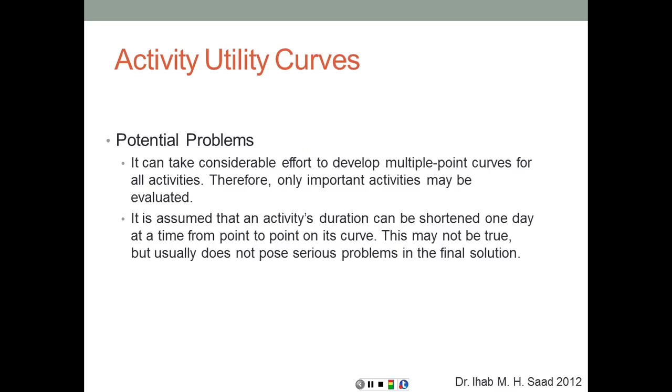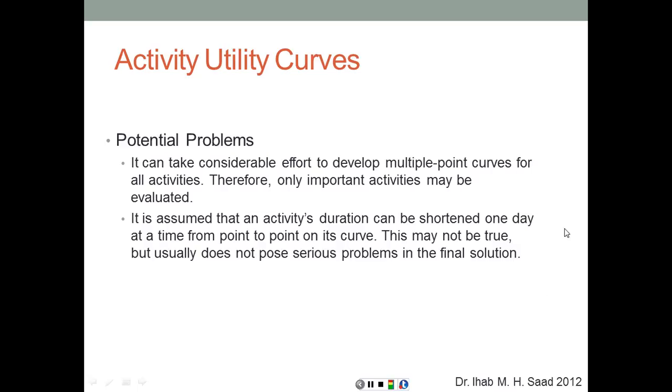Some potential problems: it can take considerable effort to develop multiple point curves for all activities, therefore only important activities may be evaluated. You're going to find out that in any project, only 20% of the activities of that project control 80% of the cost of the project. This is called the Pareto law, which is also known as the 80-20 or 20-80 theory. Basically, 20% of the activities of the project are going to cost 80% of the total cost of the project. So by being able to handle these 20% and draw these curves for these 20% of the activities, we are basically controlling 80% of the cost.